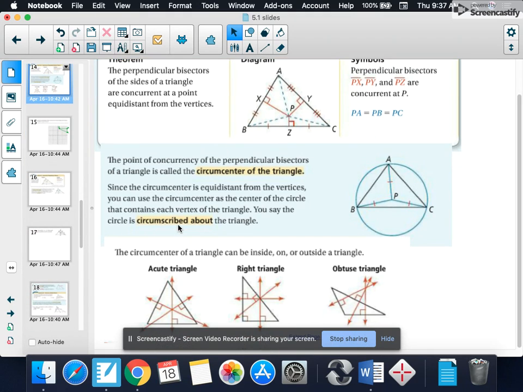Then there are three different places the circumcenter could be. You could have an acute triangle, where the circumcenter would be inside the triangle. For a right triangle, it would be on the triangle. And for an obtuse triangle, it would be outside of the triangle.